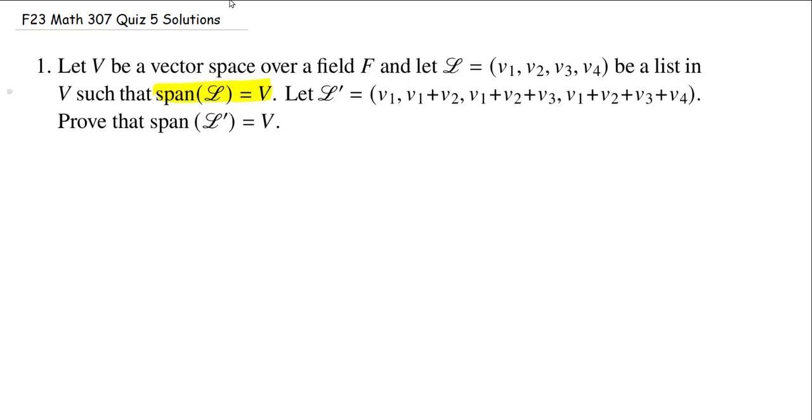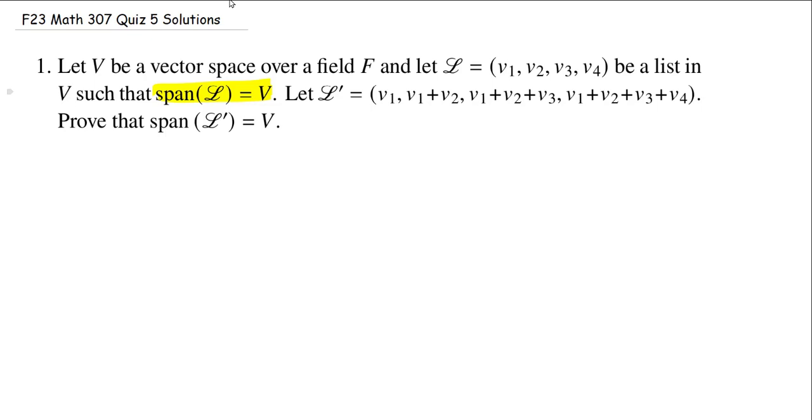We're then given another list, call it L prime, where we're taking combinations of V1 through V4. The first is actually the same, V1, but then you're adding V1 to V2, then V1 to V2 to V3, and then V1 to V2 to V3 to V4. Our goal is to show that even though we've done all this manipulation, the span of this new list, L prime, is still equal to V.